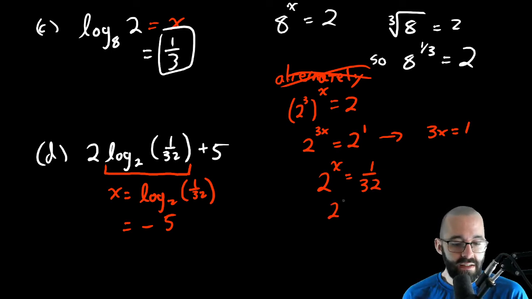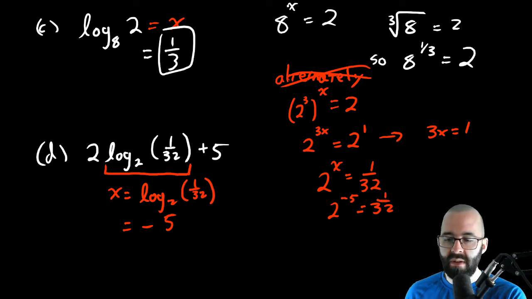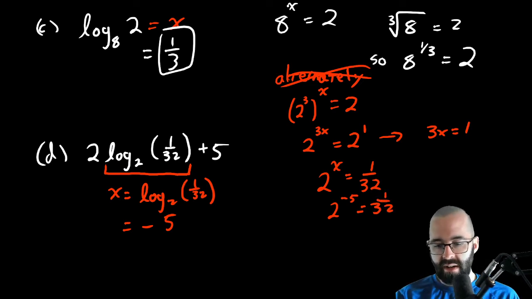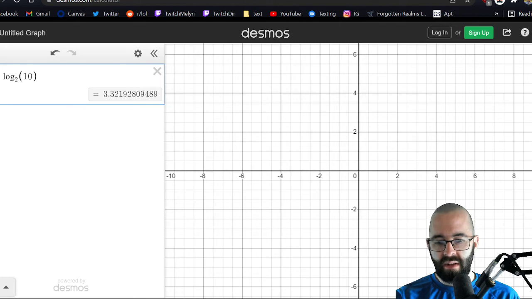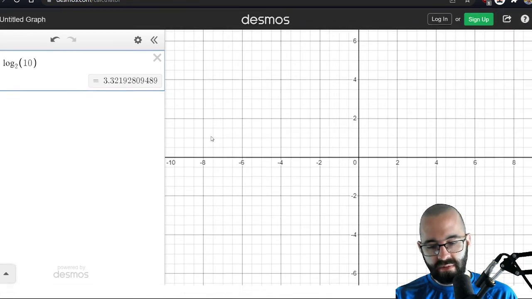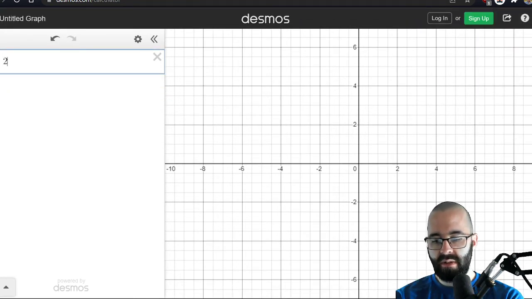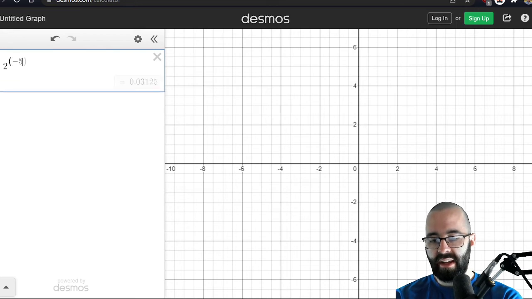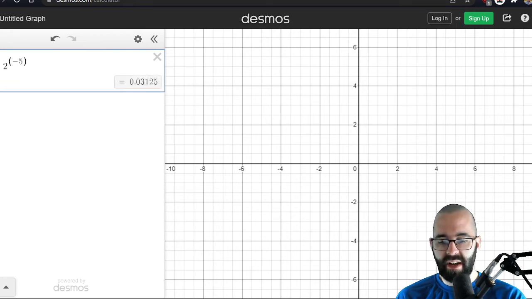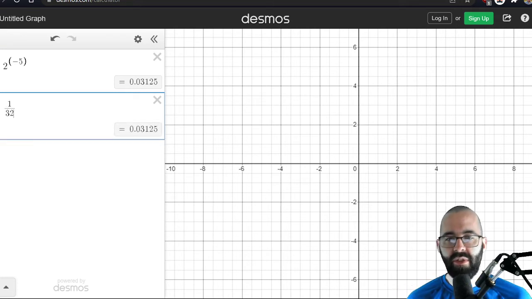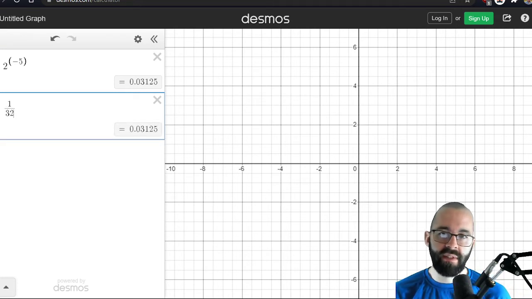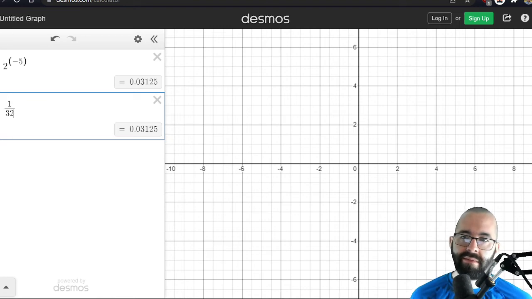You can check this with your calculator, and you should check this with your calculator, right? Is 2 to the -5 equal to 1/32? Do I have Desmos up right now? I do. Check it with Desmos. Is 2 raised to the negative 5th power equal to 1 over 32? Yes, they're the same.